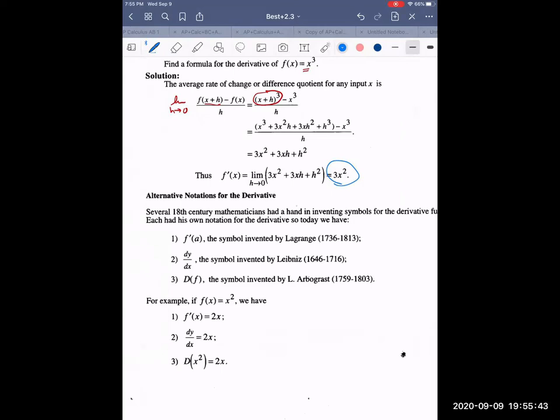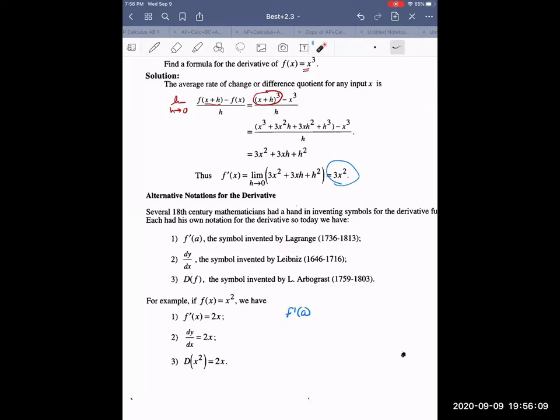All right, the other thing we discussed in this section is notation. This is called Lagrange or prime notation. We say this as f prime of a, or the derivative of the function f at the point where x equals a. Okay? It's called prime notation, but Lagrange invented it.